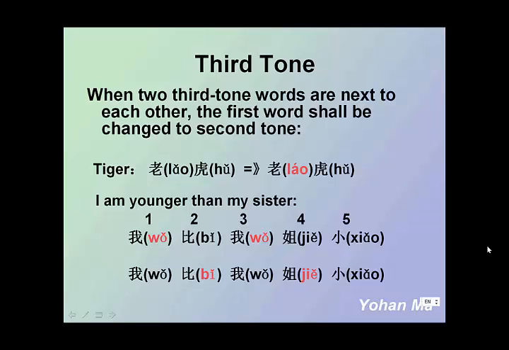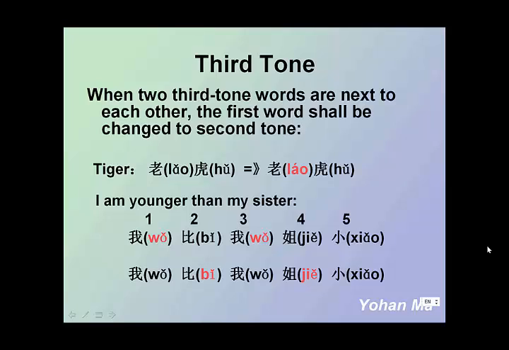Let me read it. 我比我姐小，我比我姐小. There's a tiny little pause between the fourth and the fifth word. Let me try it again. 我比我姐小，我比我姐小.